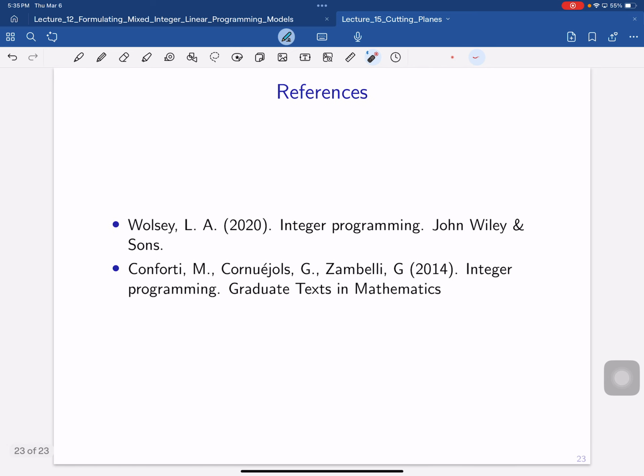As for references, you could check these two integer programming textbooks. The first textbook is a bit easier to go through than the second. It did not prove all the theorems we talk about, but the second one has more comprehensive proofs and more in-depth topics. Again, it's not possible to cover everything in integer programming in just one lecture, and unfortunately we don't have an integer programming class.